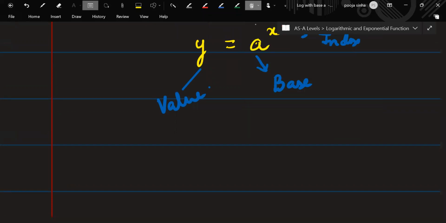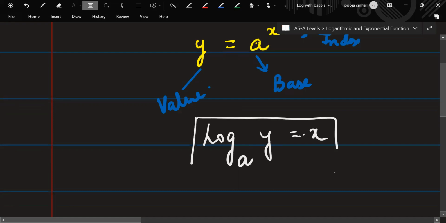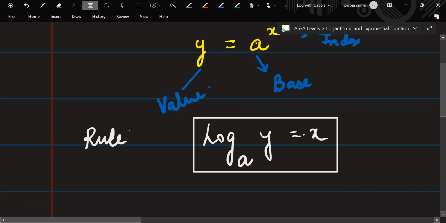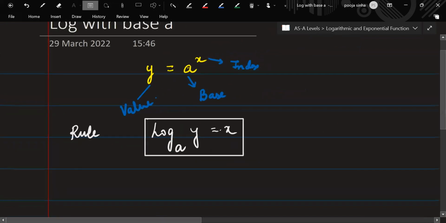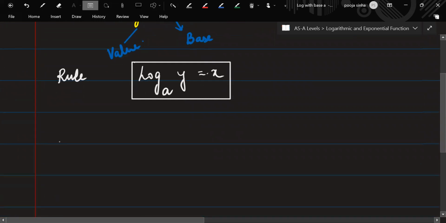Log to the base A of the value. Log y to the base A is equal to X. That's how you will write. So this is your rule, which you need to remember. It's very similar to what we learned earlier, just that the base is different. Now, other rules for this.